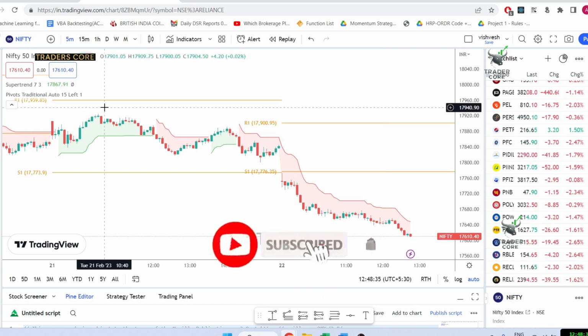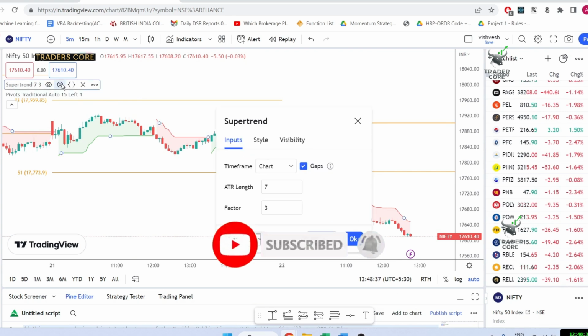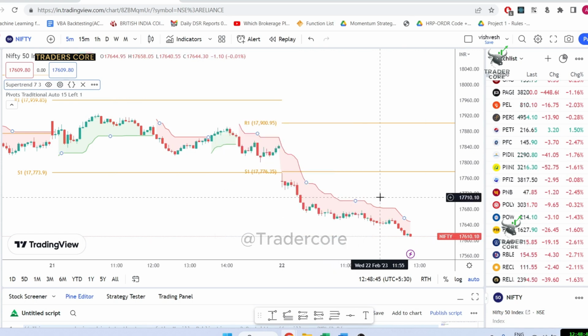The first indicator is Supertrend. So let me show you the settings. Here I use a 7,3. So the ATR length is 7 and the factor is 3. And I use Supertrend for two purposes. First, to get a double confirmation of the entry, and second, it acts as my trailing stop loss.